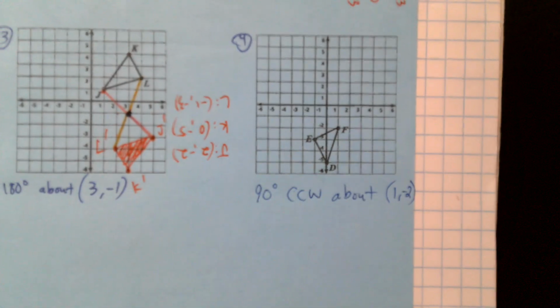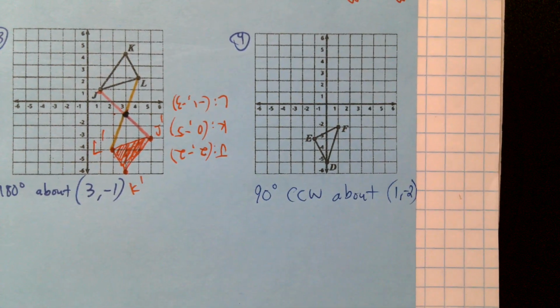Yes, Anthony. Once you figure out number 4, yeah. What is it about me? Around. Like in this situation? Around. If it makes you feel better, write 90 degrees counterclockwise around point 1, -2.